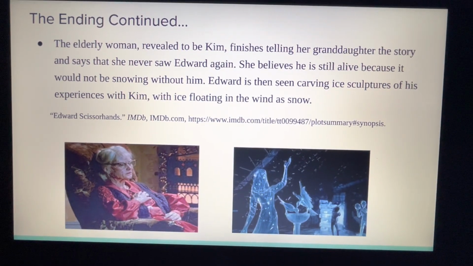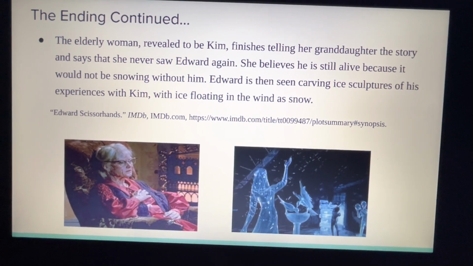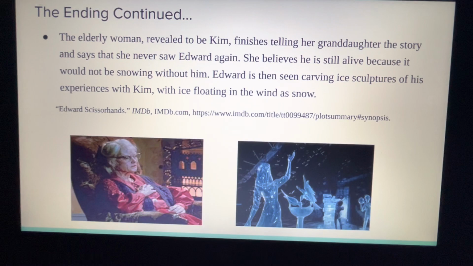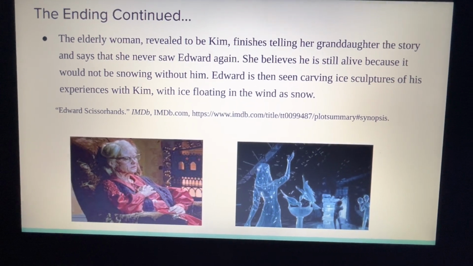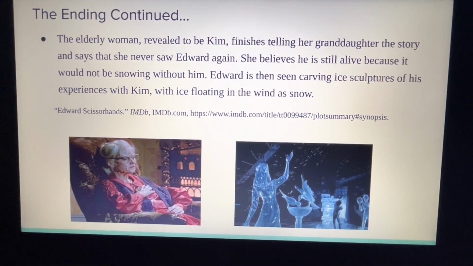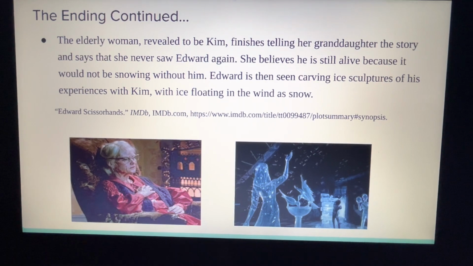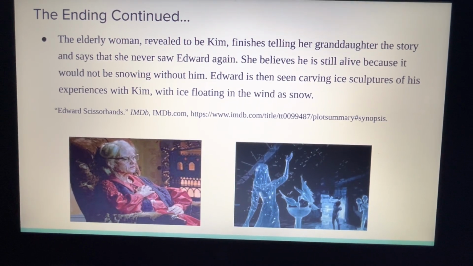The elderly woman from the beginning of the film is revealed to be Kim. She finishes telling her granddaughter the story and says that she never saw Edward again. She believes he is still alive because it would not be snowing without him. Edward is then seen carving ice sculptures of his experiences with Kim, with ice floating in the wind as snow.